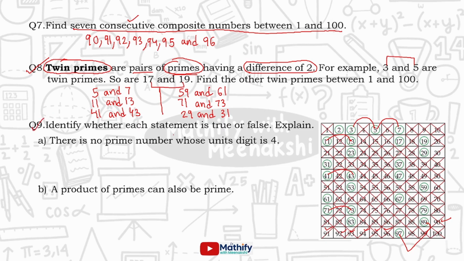Let's move to question number 9. Identify whether each statement is true or false. Explain. That means you have to give a reason. So A part: there is no prime number whose unit digit is 4. Yes, we know that if a number ends with 4, then it is even, and we have only one even prime number, that's 2. So this is true. There is no prime number whose unit digit is 4.